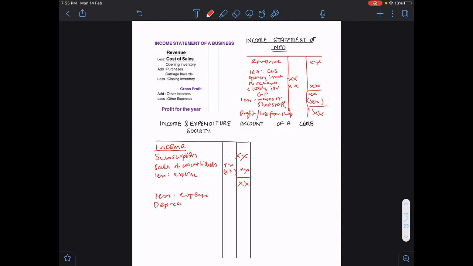Depreciation, wages, rates and insurance. Total expense will be subtracted, giving surplus or deficit for the year. Done.